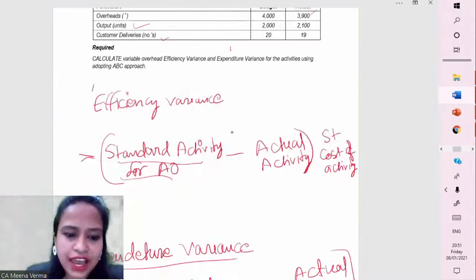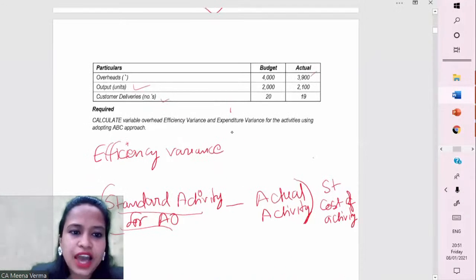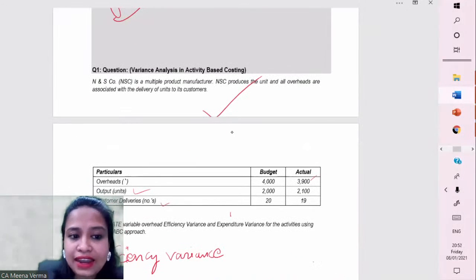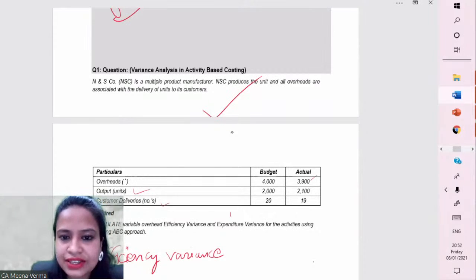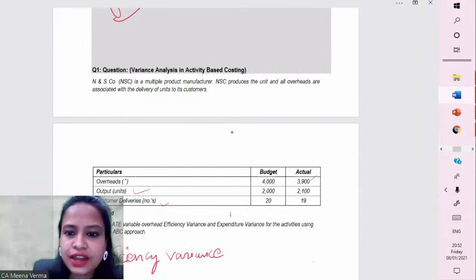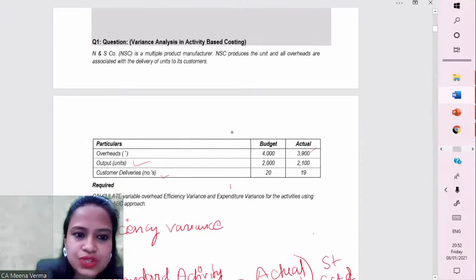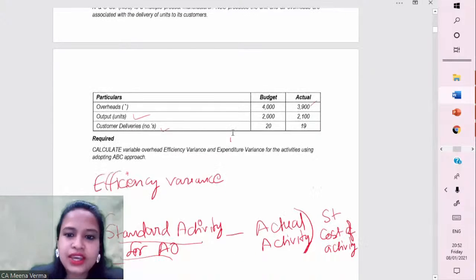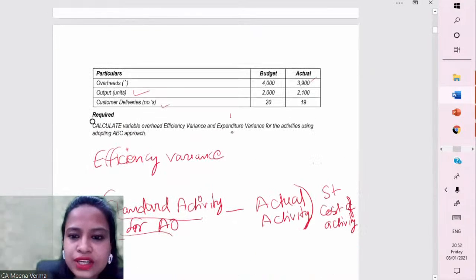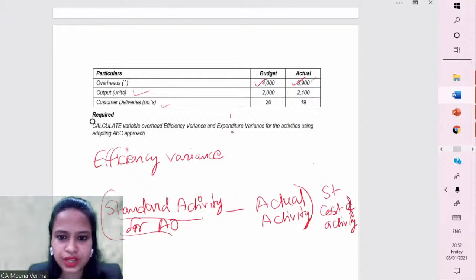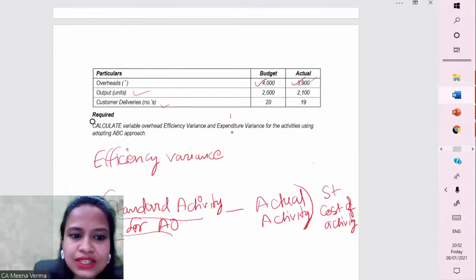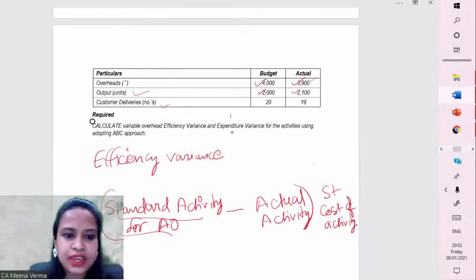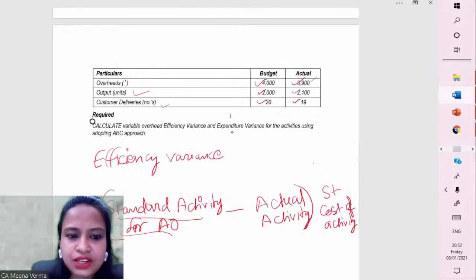See, we have two formulas here. We have this question: NSC is a multi-product manufacturer. NSC produces the units, and all overheads are associated with the delivery of units to its customer. Okay, in this question you can see the budgeted overheads and actual overheads. You can see the outputs, and you can see the customer deliveries.